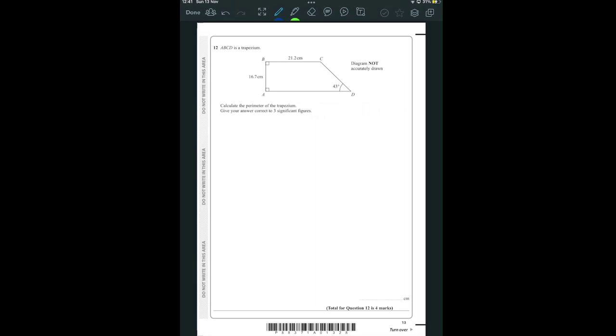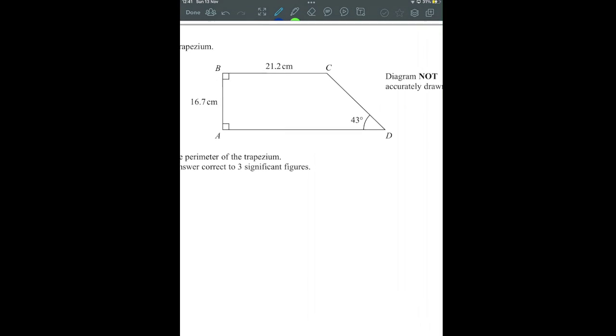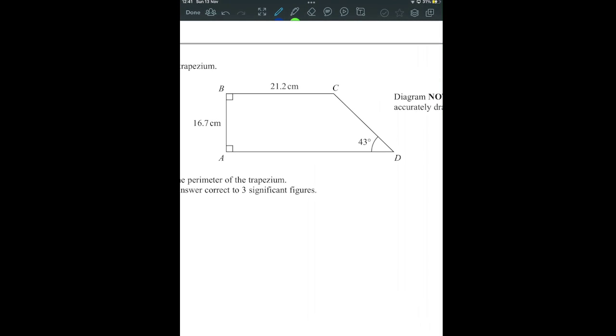Question 12. We have a trapezium and we want the perimeter. Now there's no extra numbers in the question, so all of the information I can use is written right here. So this means I need to find some extra side lengths. I need to find the length of CD and of AD.